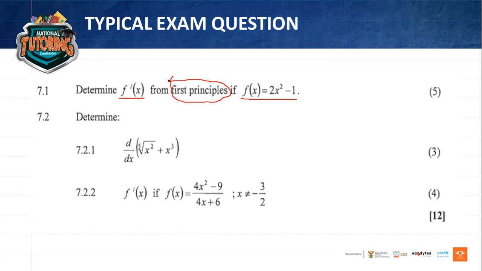All right, so now let's see how we go about first principle. So let's go to the next slide where we now have to work out the first principle.